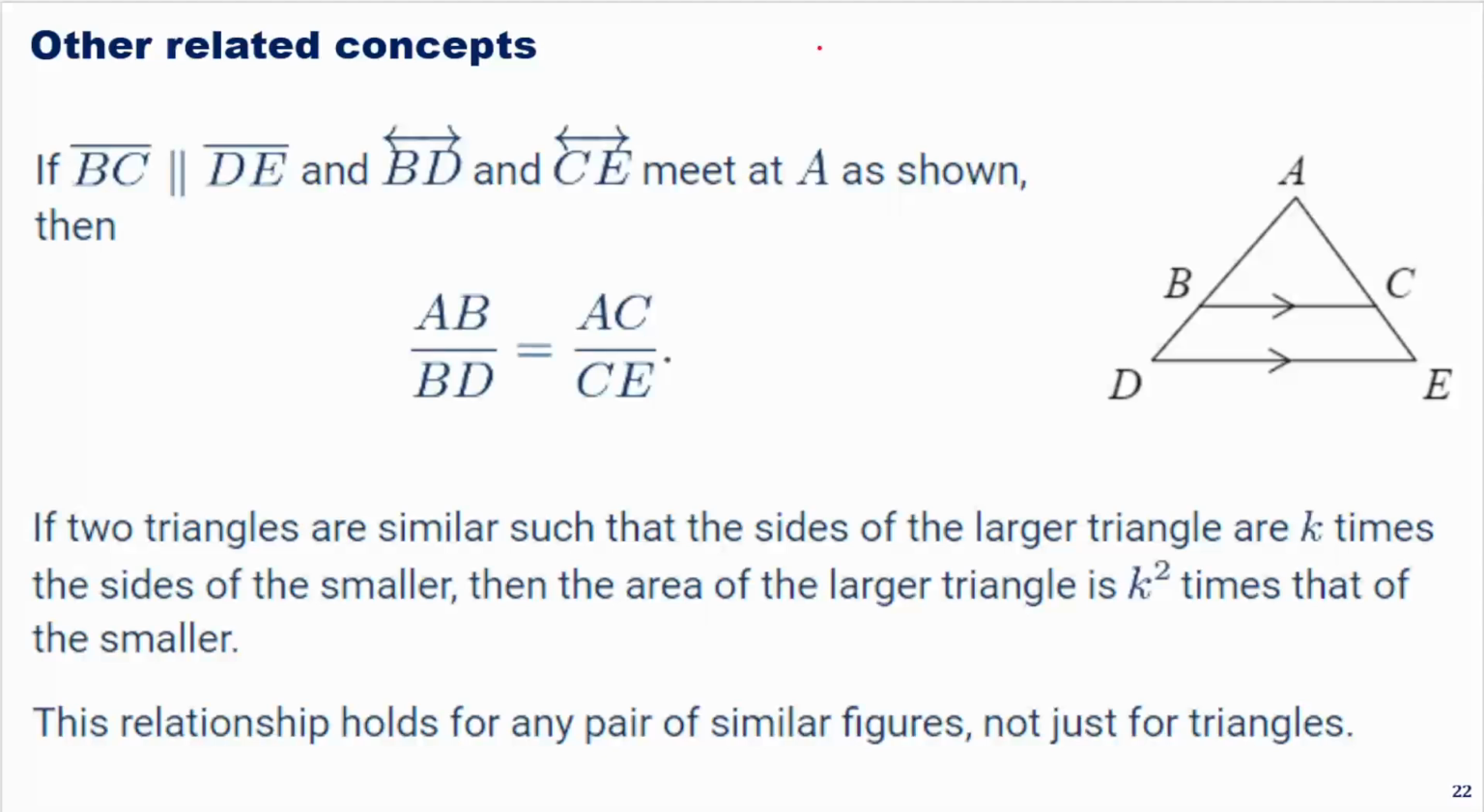If two triangles are similar such that the sides of the larger triangle are k times the size of the smaller, then the area of the larger triangle is k squared times that of the smaller. This relationship holds for any pair of similar figures, not just for triangles. Are you clear? Alright, so these are the 2 other related concepts to similar triangles.